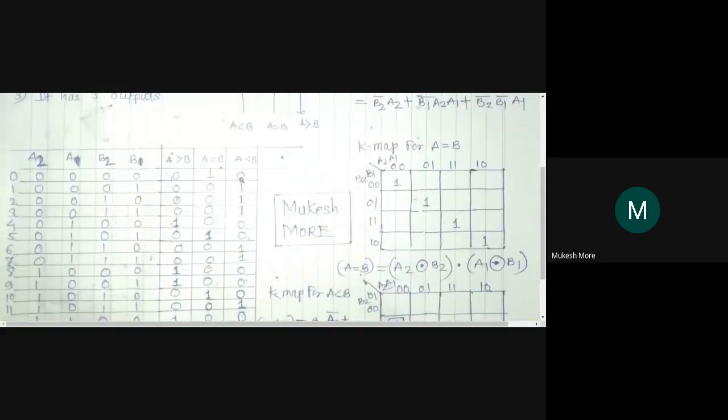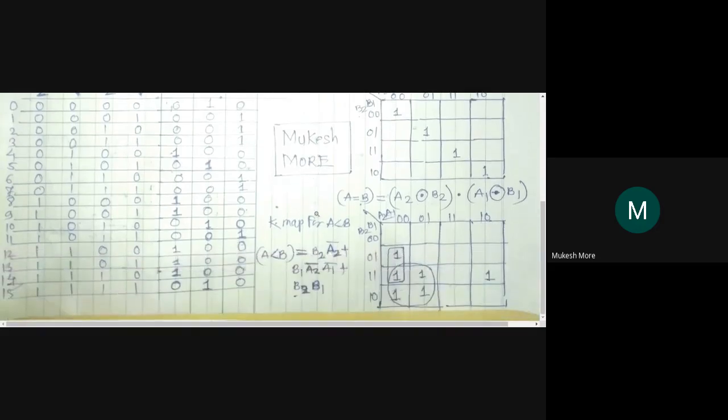Again, place the ones present in A less than B. I am just taking a sample example. Row number 3, 0 0 1 1. So A2 A1 is 0 0 and B2 B1 is 1 1. Now here place 1. In the same way, you can place the ones with respect to your third output, A less than B, and after placing the ones, you need to make the groups.